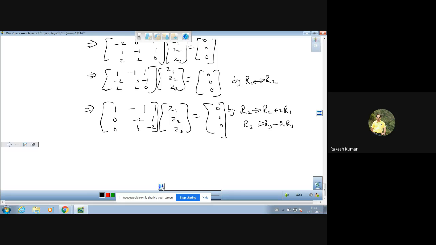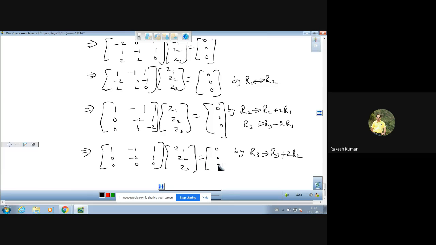Now, just see the second row and the third row. Now, we can make the third row 0, just using the operation R3 as R3 plus 2R2. The first row will be the same, the second row will be the same, and the third row will be 0 by using this operation. So this is the resultant matrix we shall have.